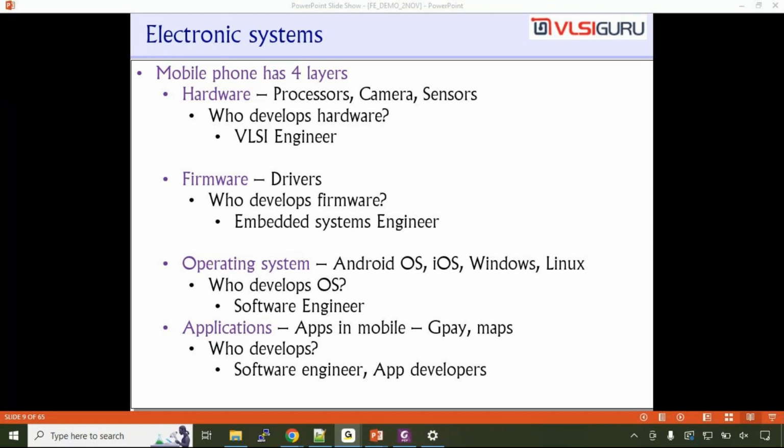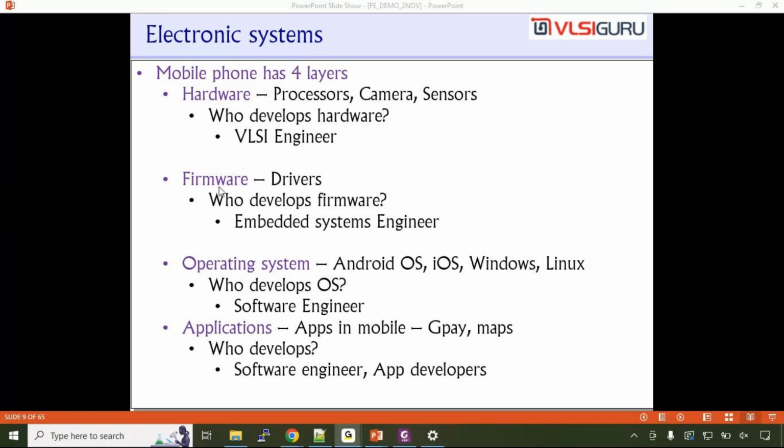If you have gone through it, you will understand that hardware is developed by the VLSI engineer. His only responsibility is to develop the hardware. He doesn't do anything other than that. He will not develop any drivers, and he will not work on any operating system or applications.